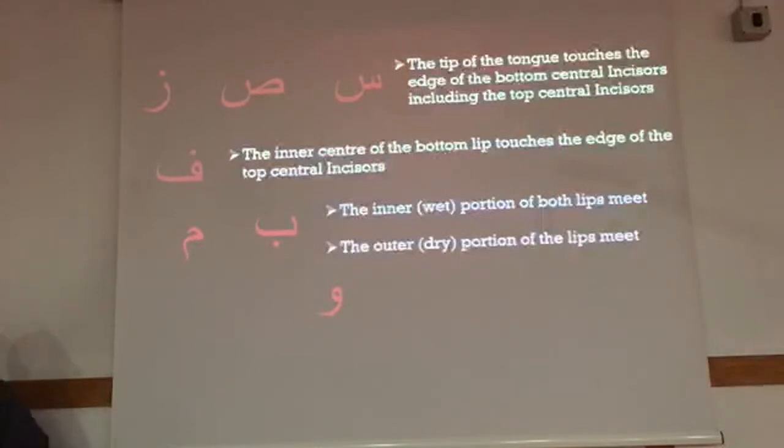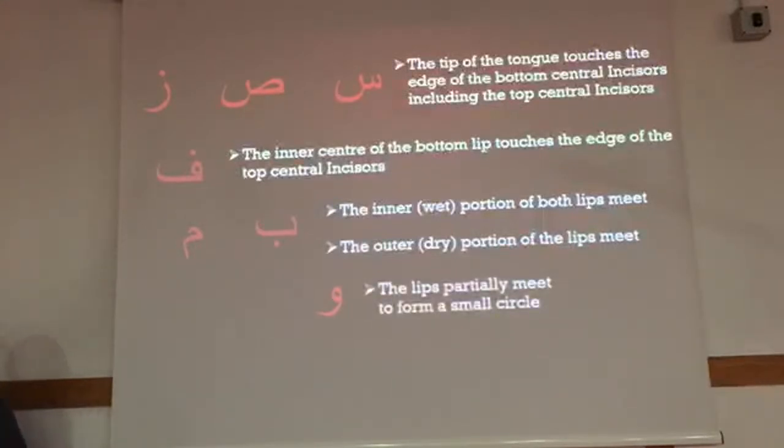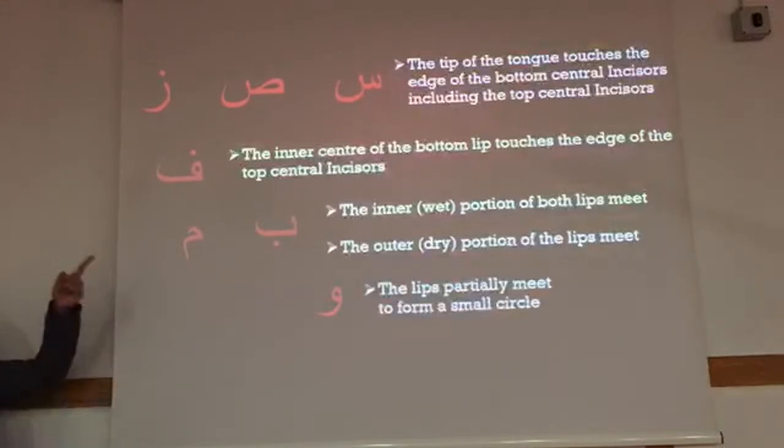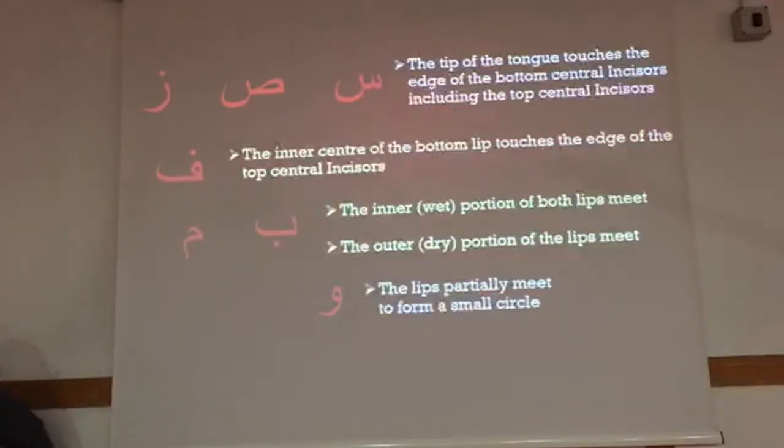And now the next letter we have is waw. The makhraj of waw is when the lips partially meet to form a small circle. If you remember, we came across waw right at the beginning. What's the difference between that waw and this waw? That waw was sukoon, meaning mud. When it's a sukoon and it comes after dhamma, it's mud. And this waw is when it's fatha, dhamma, kasra, and the lips partially meet to form a small circle.